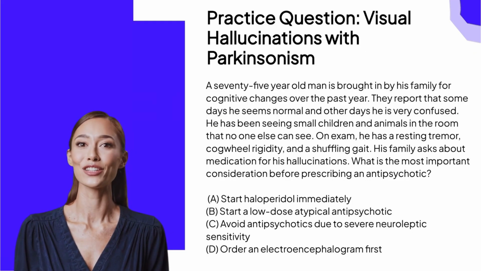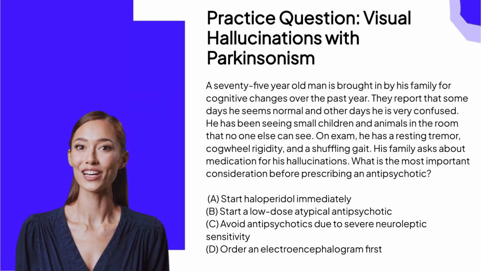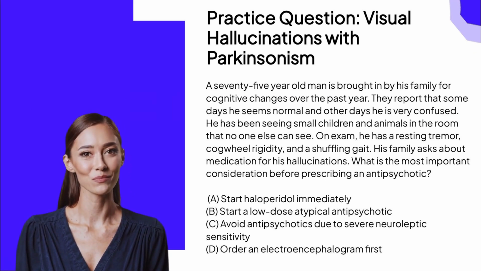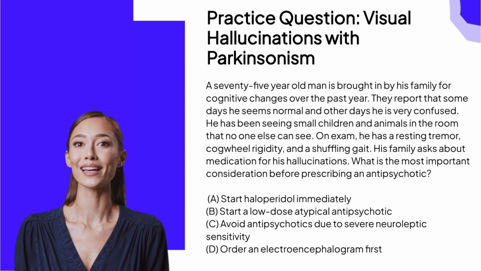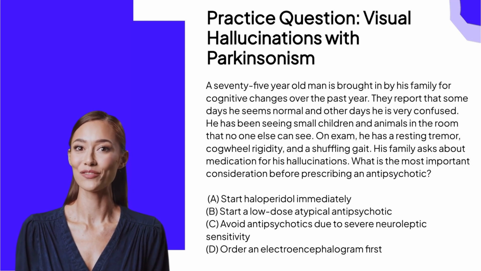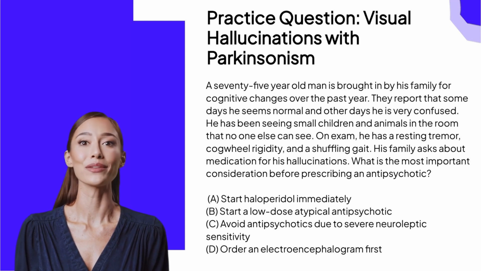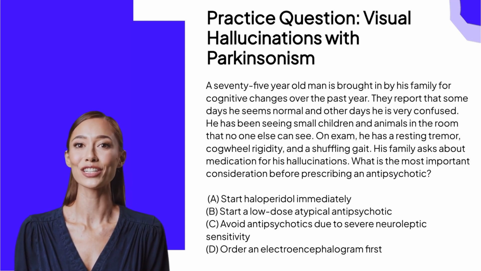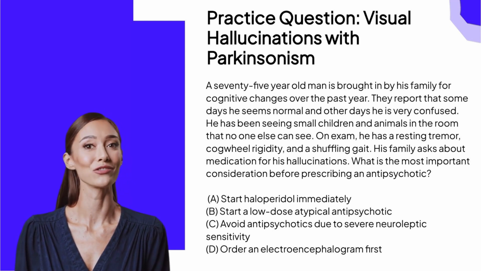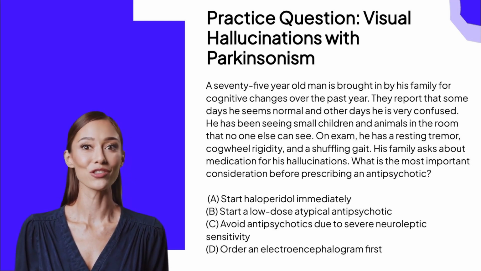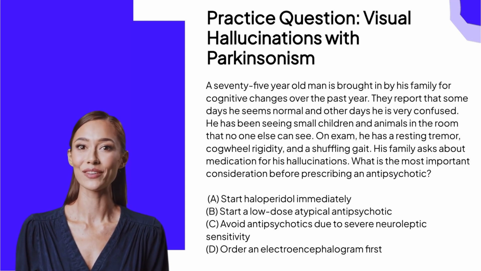Here is our third practice question. A 75-year-old man is brought in by his family for cognitive changes over the past year. They report that some days he seems almost normal, and other days he is very confused and barely responsive. He has been seeing small children and animals in the room that no one else can see. On exam, he has a resting tremor, cogwheel rigidity, and a shuffling gait. His family asks about starting a medication for his hallucinations. What is the most important consideration before prescribing an antipsychotic? Think carefully about this one.